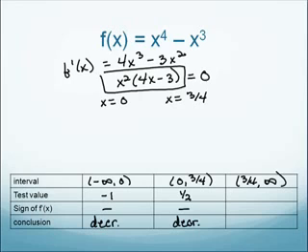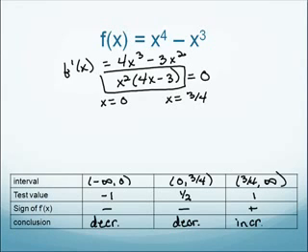And then from 3/4 to infinity, let's try 1. If you plug in a 1, it looks like we're going to get a positive. So it's increasing on that interval. Okay, so we're just looking for relative extrema. So because it goes from decreasing to decreasing here, 0 is not an extrema, but 3/4 is.